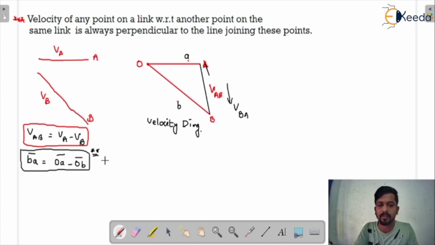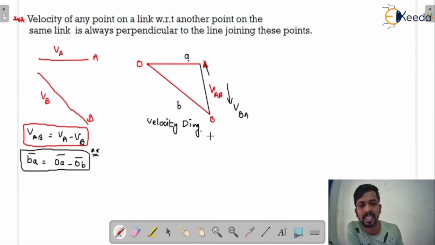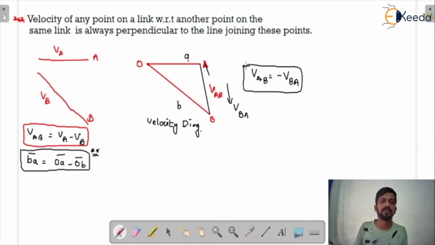That is an important concept. So basically here I'm going to write that VAB is equal and opposite to VBA. So I'm going to write here that it would be minus VBA. Okay, I hope you understand the things properly.